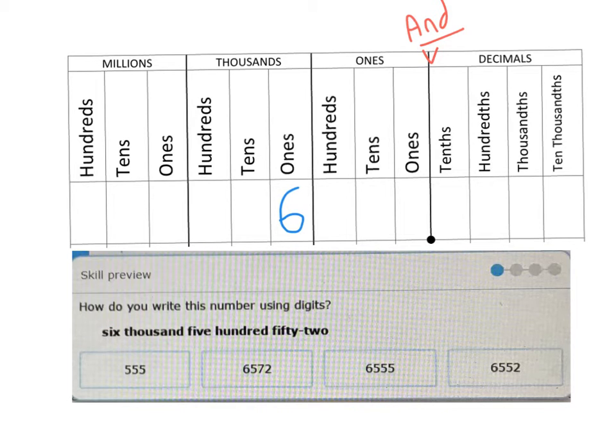Okay, now I'm looking at the ones period, so I'd go ahead and cover up the decimals and the thousands, and I want to write 552. So I'm going to write that in, 552. They don't say "and," but there's the invisible "and," that invisible decimal right there. So now I'm just comparing 6552 decimal 6552. Obviously, it's this one here at the end.